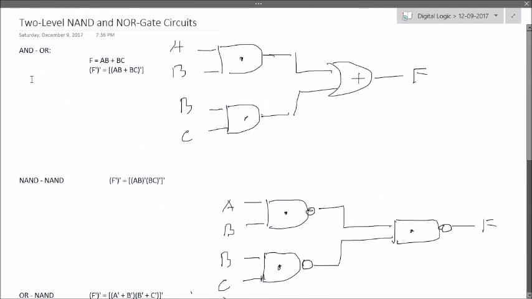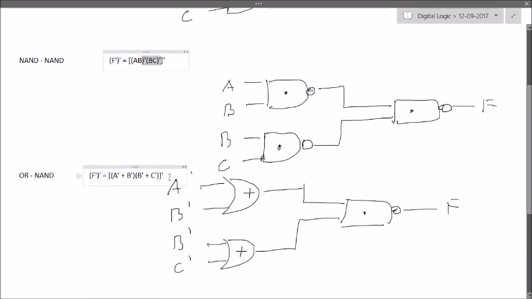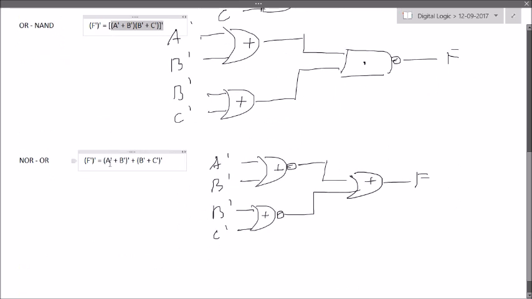Now let me recap. First, when you're given an AND OR circuit, we'll double prime it, and then apply the De Morgan law to the inside, you get a NAND circuit. And then if you apply the De Morgan law to each term inside the NAND circuit, you get an OR NAND circuit. And then if you apply the De Morgan law to the outside, you get a NOR OR circuit.